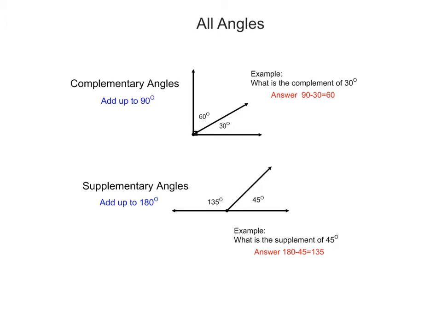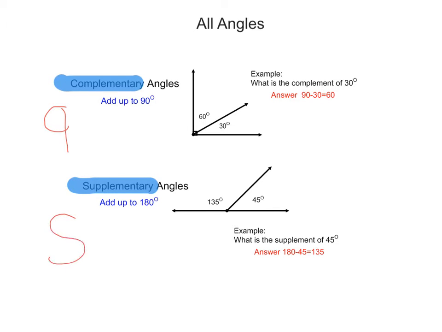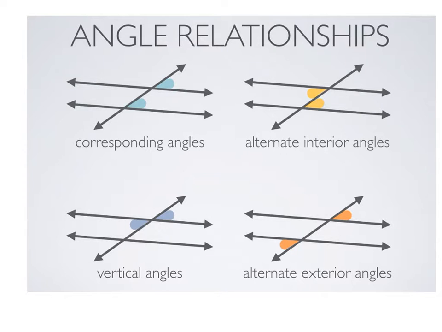The first one is thinking of it alphabetically. Complementary comes before supplementary, therefore it's a less than. Supplementary, or S, comes after C, so therefore it would be bigger. Or you can remember that if you start with a C, you can turn that into a 9. Or if you have an S for supplementary, you could add to it and make an 8 for 180. So you would have a C that turns into a 9 for 90, and then an S that turns into an 8 for 180.